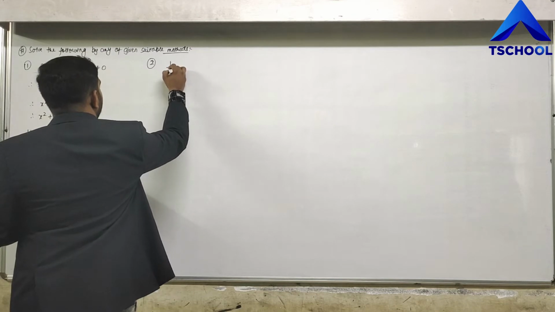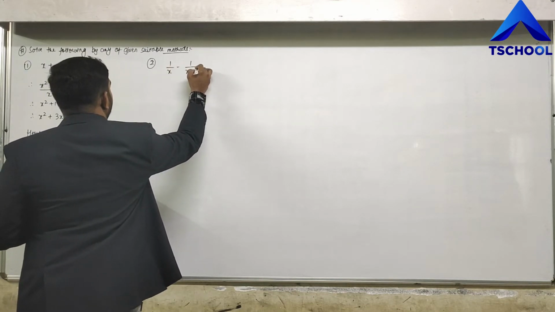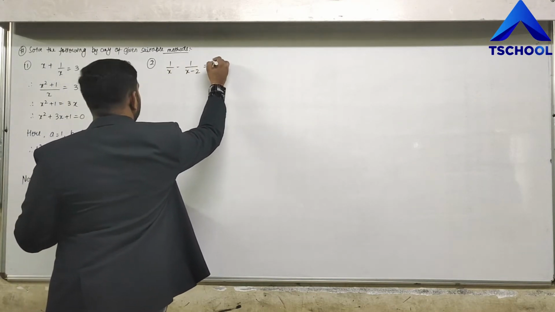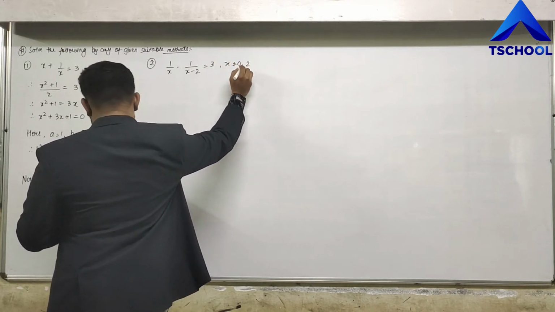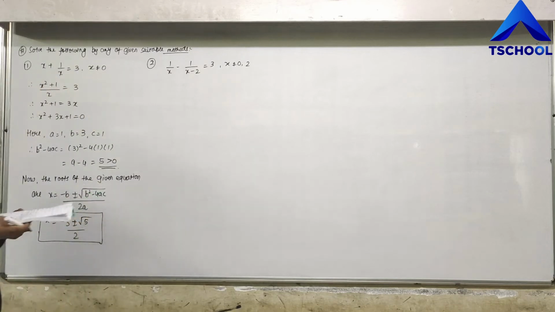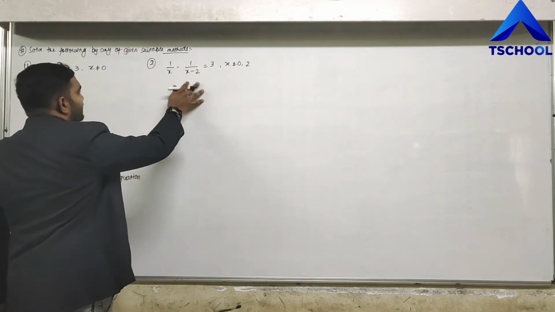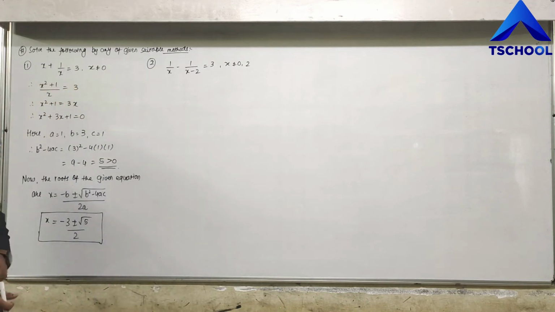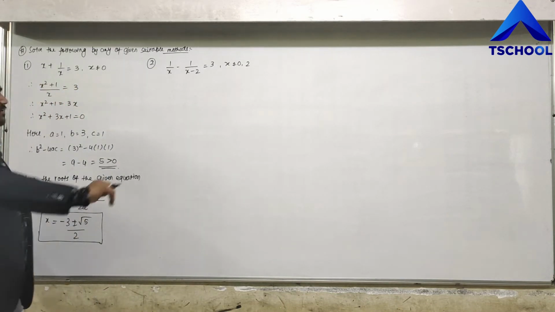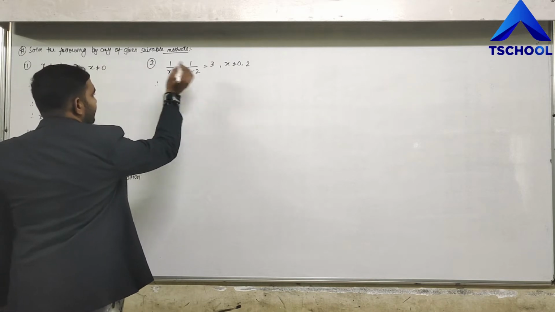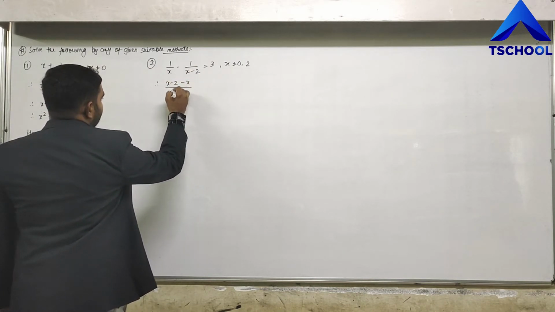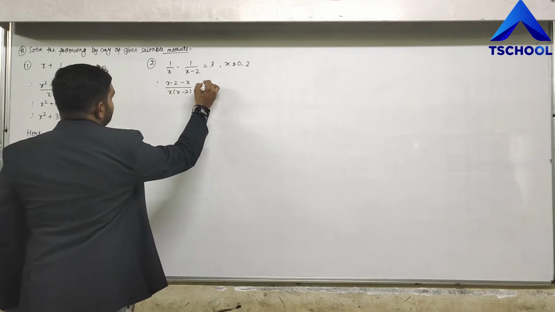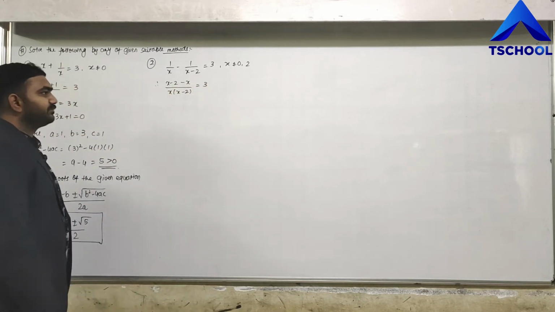That is 1 upon x minus 1 upon x minus 2 is equal to 3. Again, x is not equal to 0 or 2. Right? That means x is neither 0 nor 2, so the denominators are not going to be 0 anywhere. So again what we shall do here is cross multiply: x minus 2 minus x upon x into x minus 2 is equal to 3.